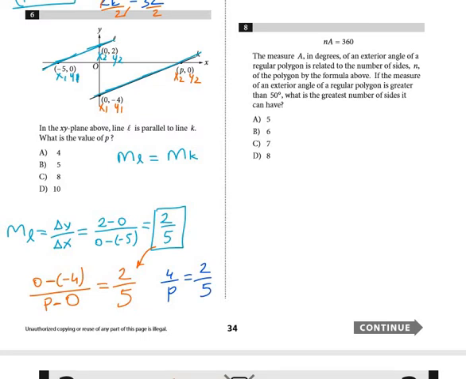We're going to do cross multiplication. 4 times 5 is 20, equal to 2 times p, which is 2p. Then p will be 10 if we divide both sides by 2. So D is the answer. Question number 7.